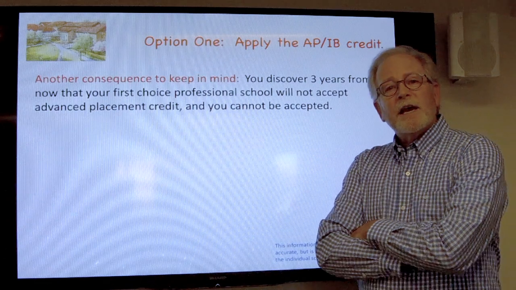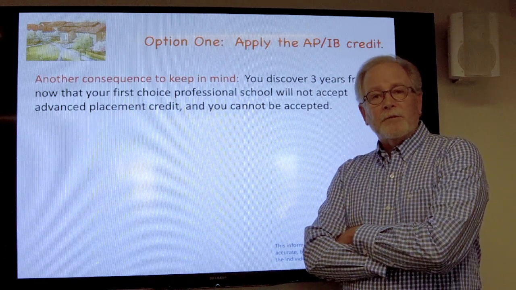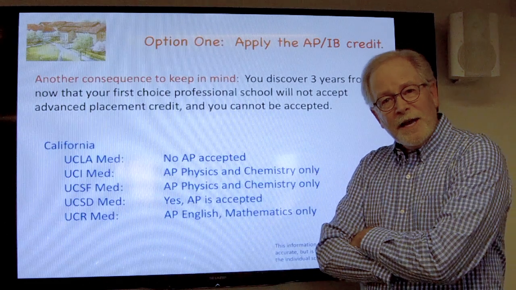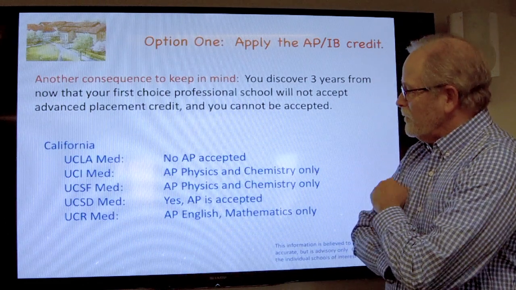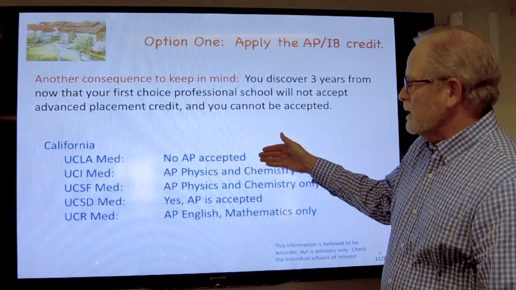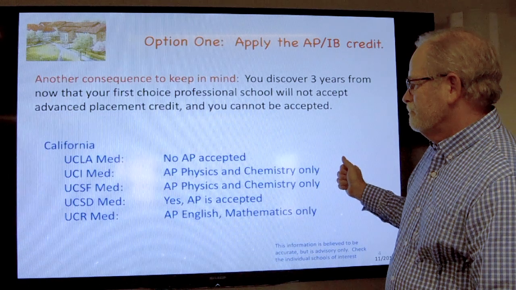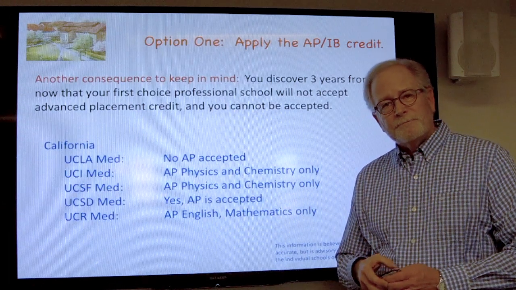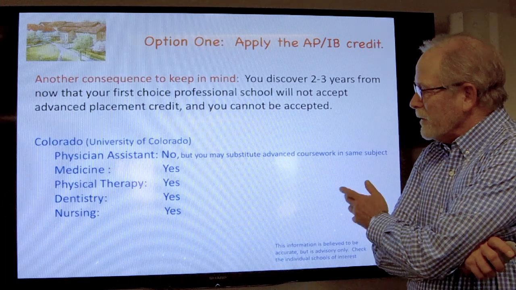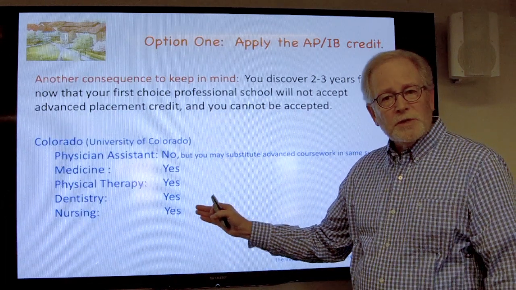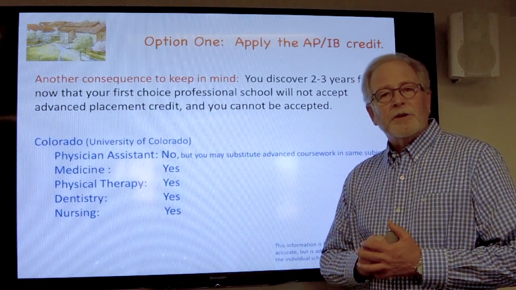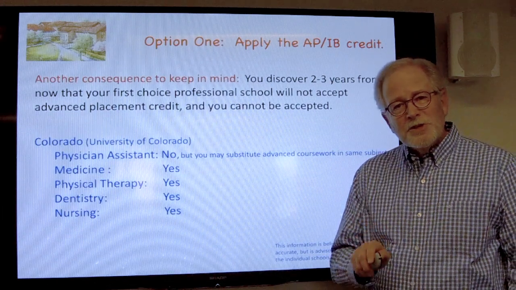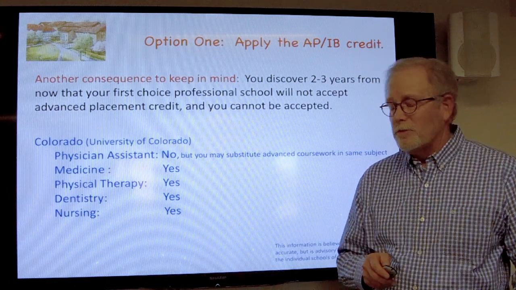So let's take an example. Let's say you are a Californian and you're interested in applying to California medical schools. So what do you find? And you applied your AP credit in biology and chemistry. What do you find? Well, you can't apply to UCLA. You can't apply to Irvine. If you applied biology, you can't apply to San Francisco. Turns out you may only apply to San Diego. Now, if you're a Coloradan, the situation is a little bit better. Most of the Colorado professional schools accept AP credit, but not if it turns out you're going to apply to physician assistant programs in Colorado. And so the decision you make now may have consequences 3 or 4 years down the road.